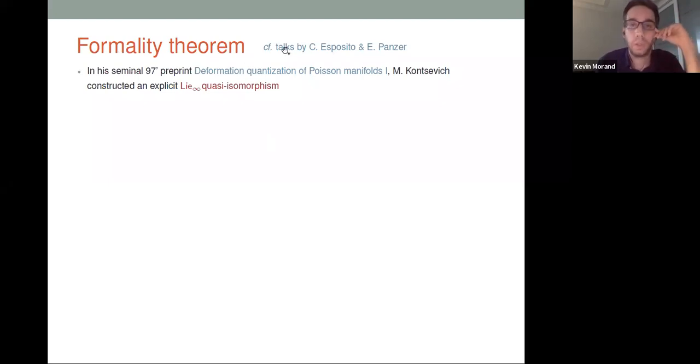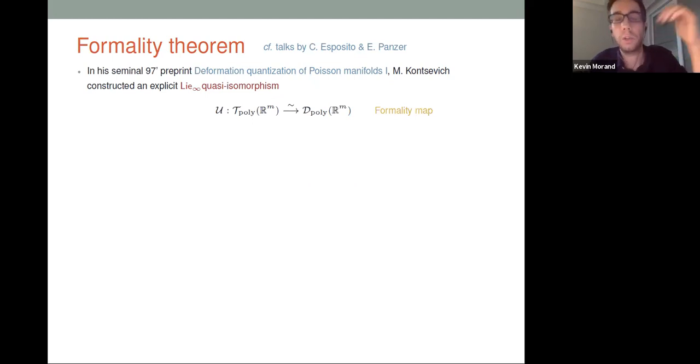This theorem has been reviewed nicely in previous talks, so let me be a bit brief. In 97, Maxim Kontsevich constructed an explicit Lie infinity quasi-isomorphism between two differential graded Lie algebras, or DGLA, what we call the formality map. This formality map provides an equivalence between two differential graded algebras.